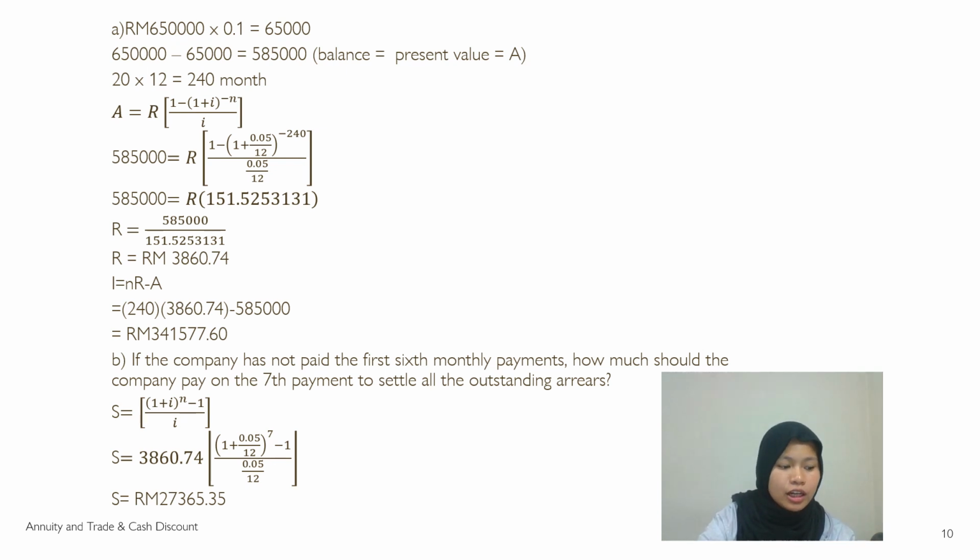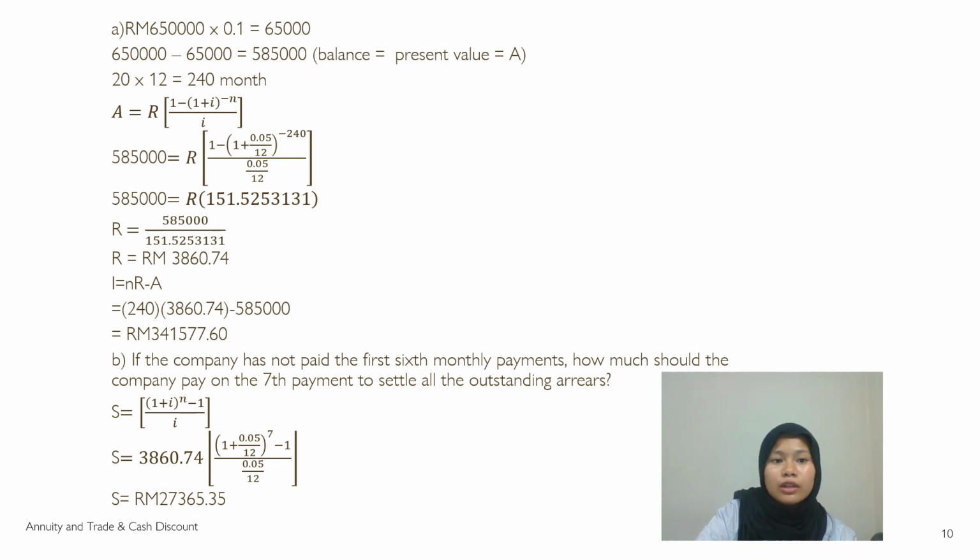So I use this formula to find the monthly payment that the company pays, which is A equals R bracket 1 minus bracket 1 plus i close bracket to the power of negative n divided by i close bracket. This is the information that I put in the formula. So 585,000 equals R bracket 1 minus bracket 1 plus 0.05 divided by 12 close bracket to the power of negative 240, divided by 0.05 divided by 12. For the power of negative 240, I got it from 20 times 12, and then we got 240 months.